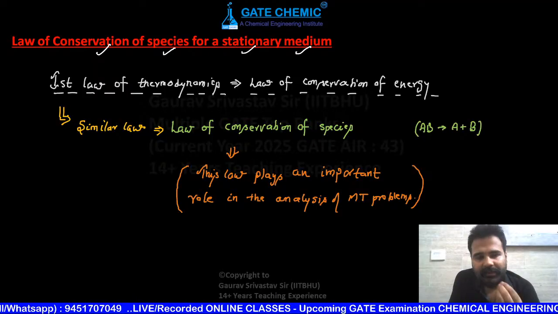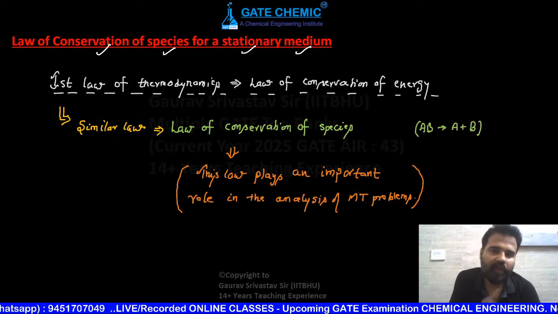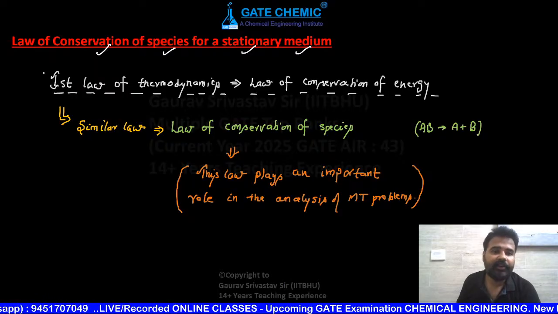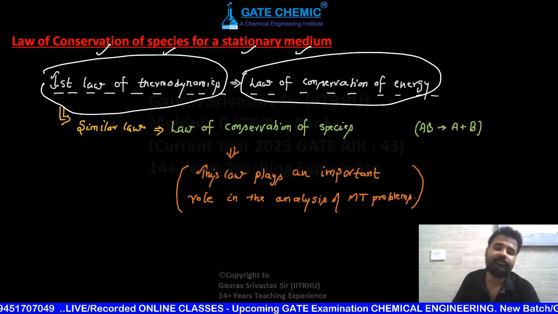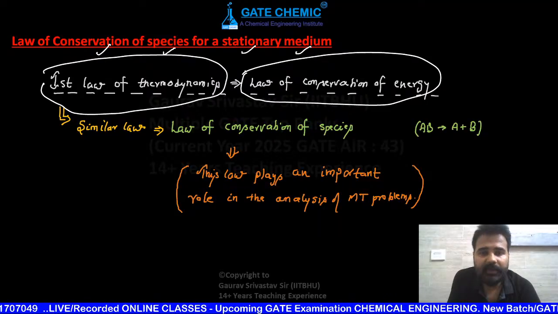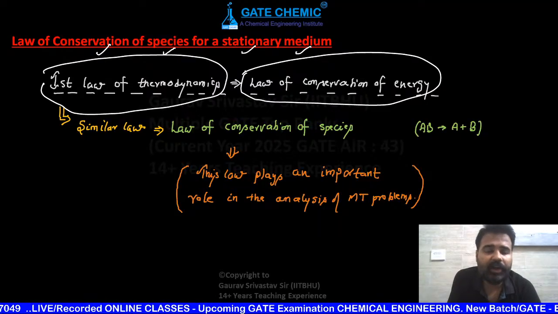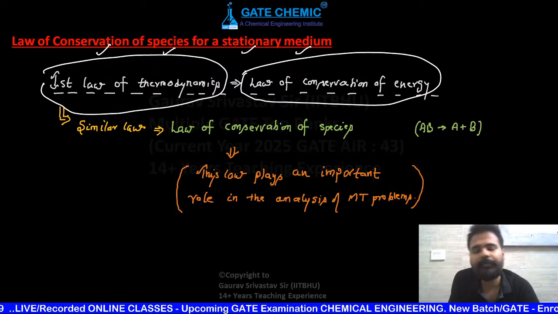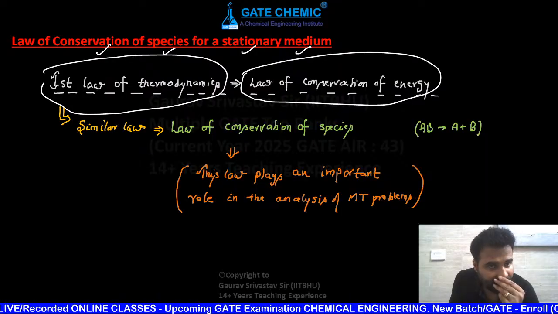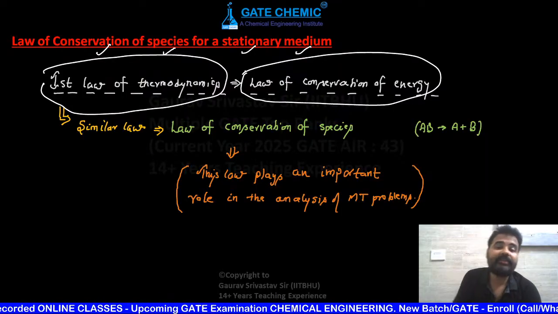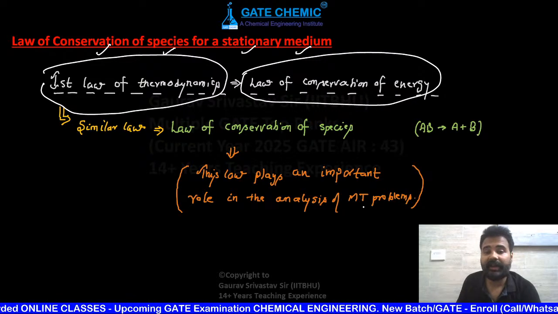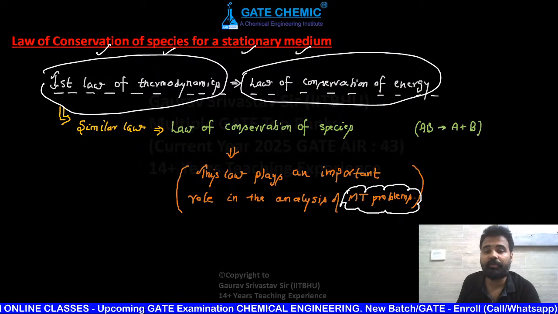The law is similar to the law that you had seen in the first law of thermodynamics. That was law of conservation of energy. Energy can neither be created nor be destroyed, only it can transform from one form to another form. So this is a similar law, that is law of conservation of species, and this law plays an important role in the analysis of mass transfer problems.